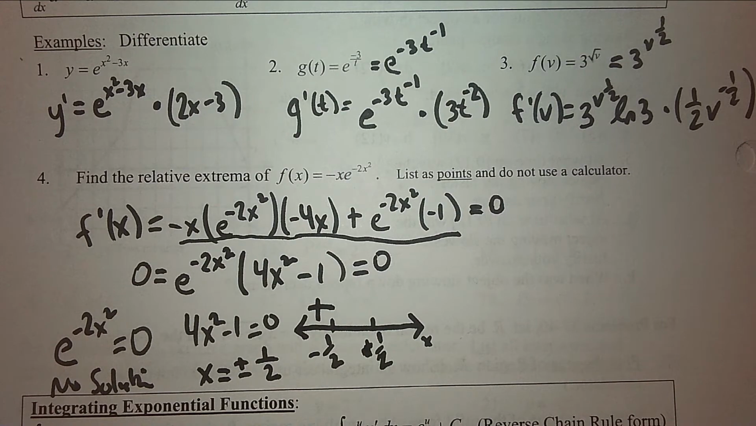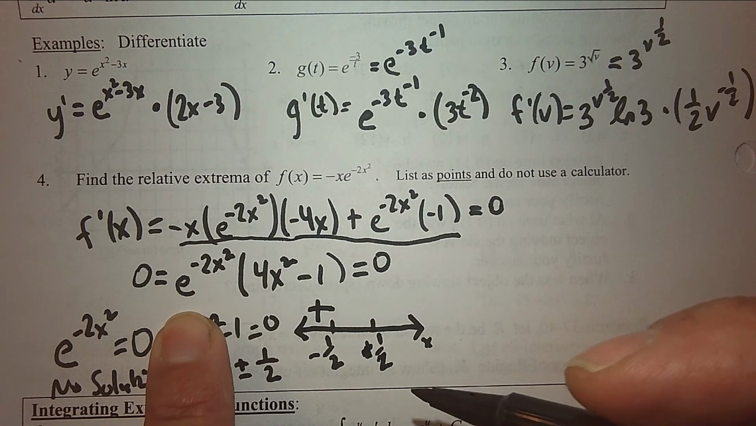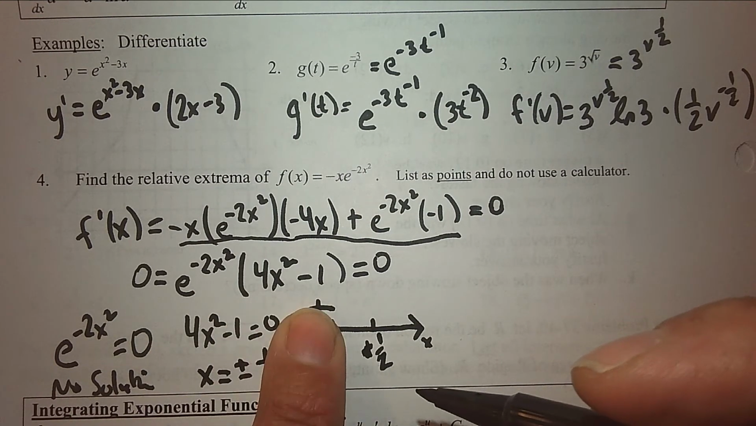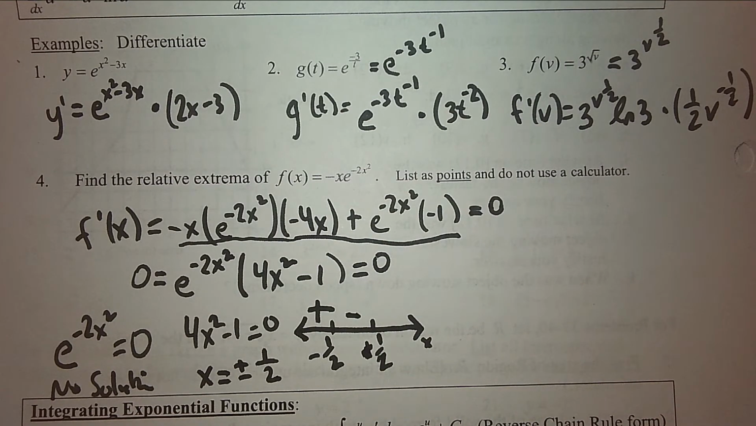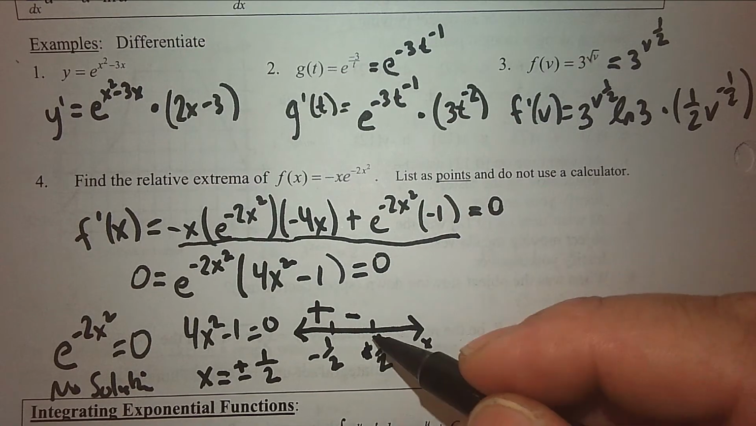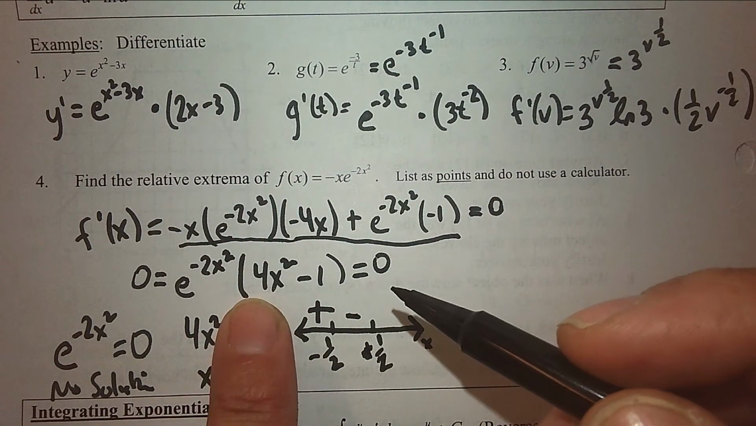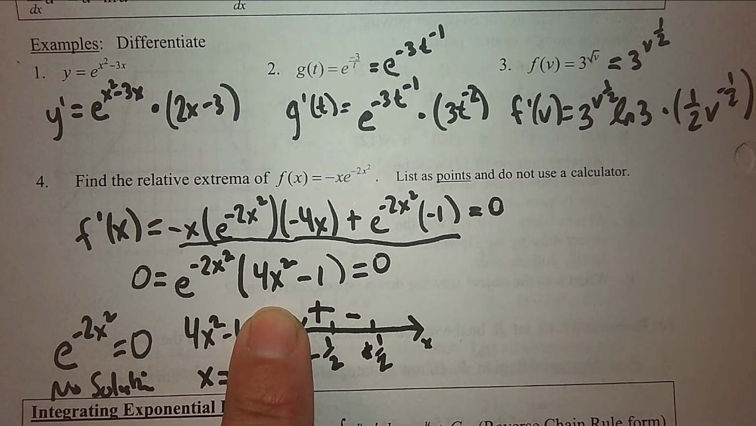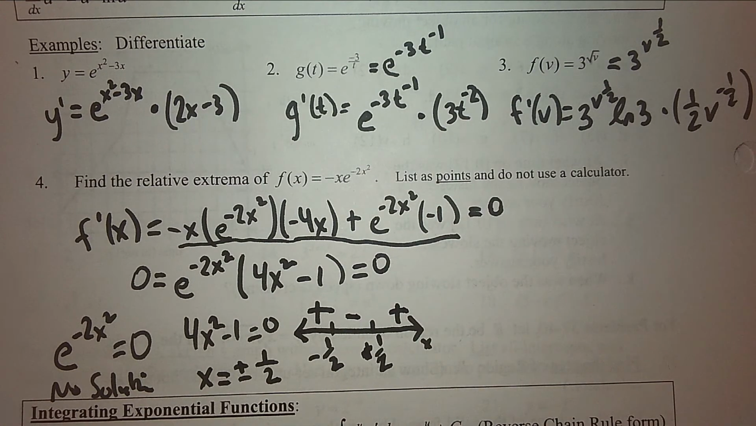What's the number between negative one and a half? Zero. So if I plug in zero, in front is always positive. Zero subtract one. So between negative one half and one half, what's happening to the function? It is decreasing. And then what happens when it's greater than one half? It's positive. Because if you plug in positive one, or 100, or a million, you can see that it's increasing when it's greater than one half.